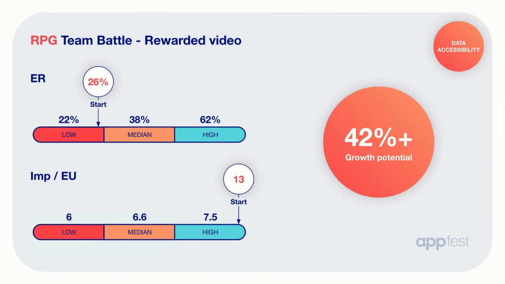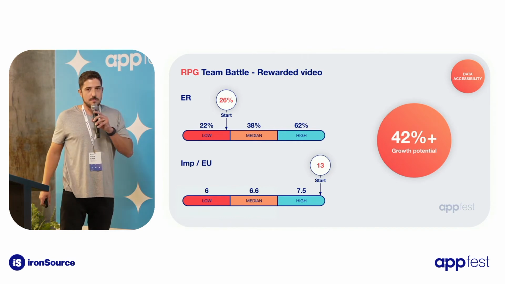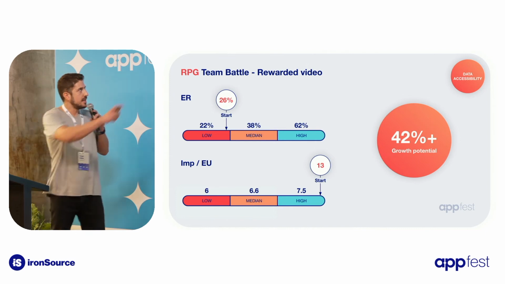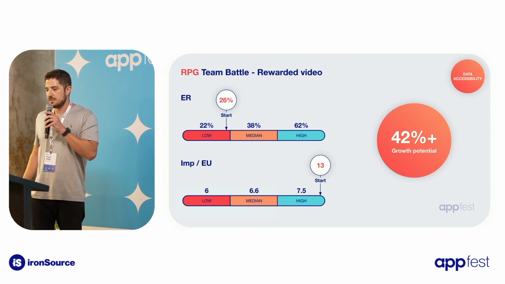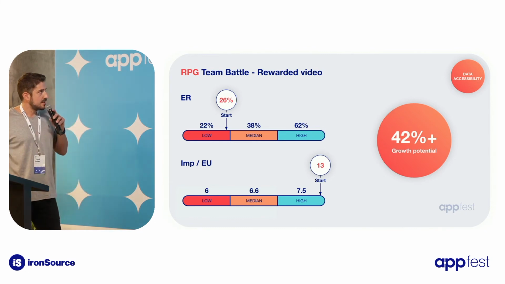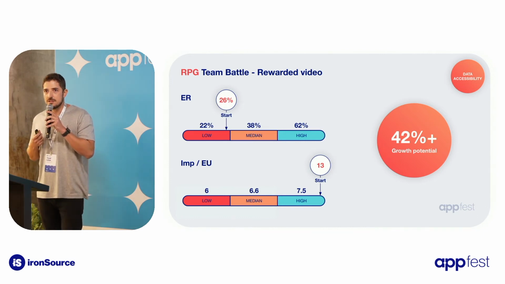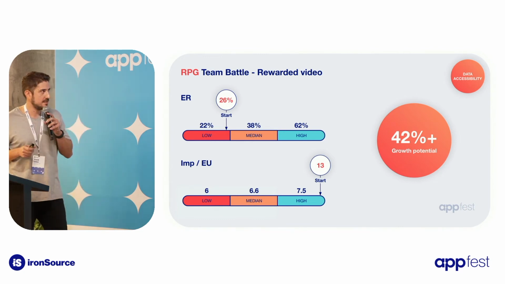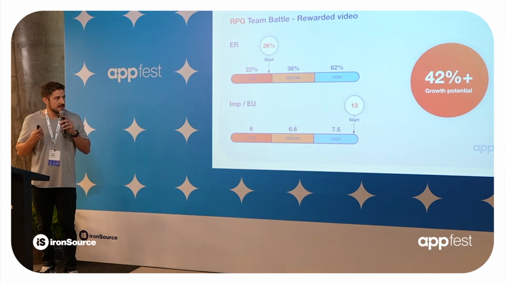We're starting with an RPG game heavily based on in-app purchase. And what can you see here? On the left side, there are the benchmarks, the median, the low percentile, and the high percentile of engagement rate and impressions per engaged user for this subcategory of games. So the story here is that this game had a complicated implementation of watching a rewarded video to get a reward. So it was really hard to find and execute. It put them at a low point in terms of engagement rate.